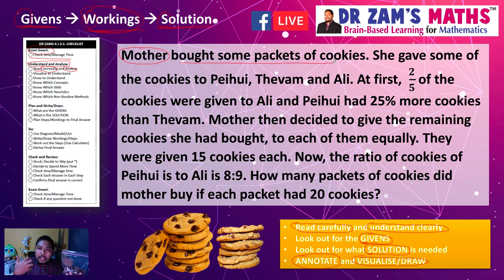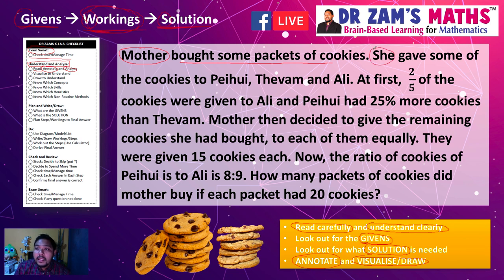So when your child is doing a problem sum, visualize. You know, when you have mother, probably your child can visualize your child's own mother. Like for example, in my case, when I have the word mother, I'll think about my mother probably. And then I will play a movie in my head, right? That my mother bought some packets of cookies. So for example, she might be going to the NTUC FairPrice, or she could go to Giant, and then she actually bought packets of cookies, right? So that's how you understand, you visualize, right?